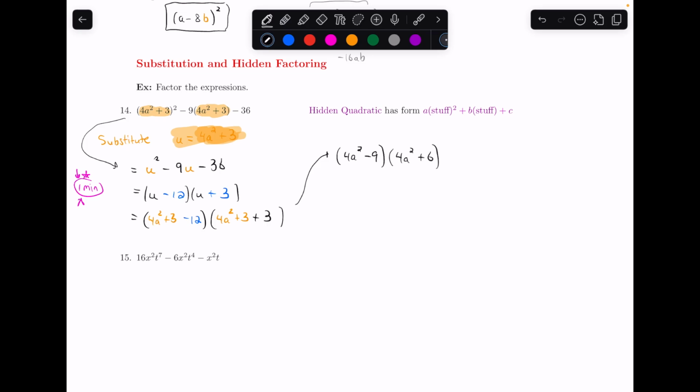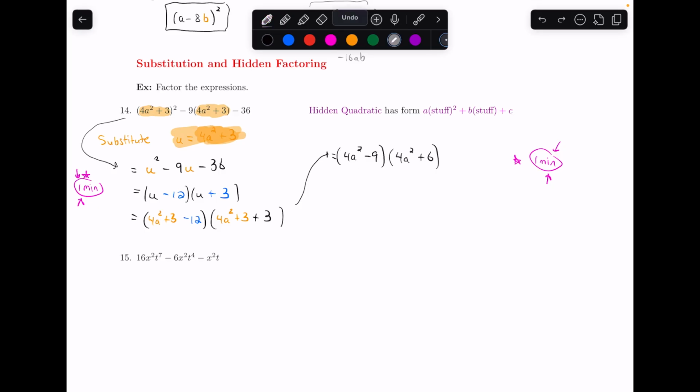I should ask myself, do either of these parentheses factor further? It turns out they do, and I want to give you another minute to try to factor them further and see if you can finish this. So pause it in 3, 2, 1, pause it, see if you can factor these further. Okay, so hopefully you paused it to think about it.